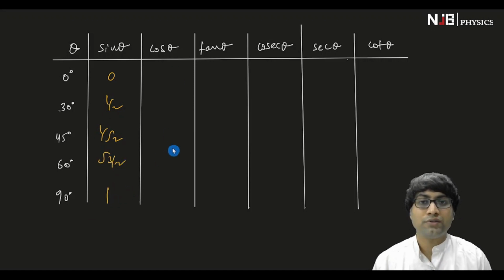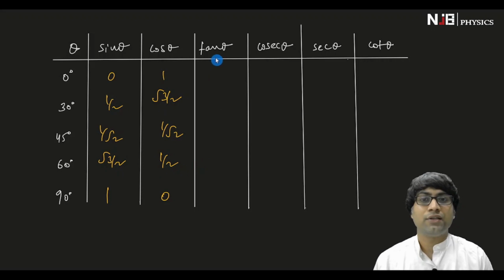And in case of cos, things are going to get reversed. That means we started from 0 to 1 in case of sine. Here we have to start from 1 and end at 0. So it's going to be 1, root 3 by 2, 1 by root 2, and 1 by 2.